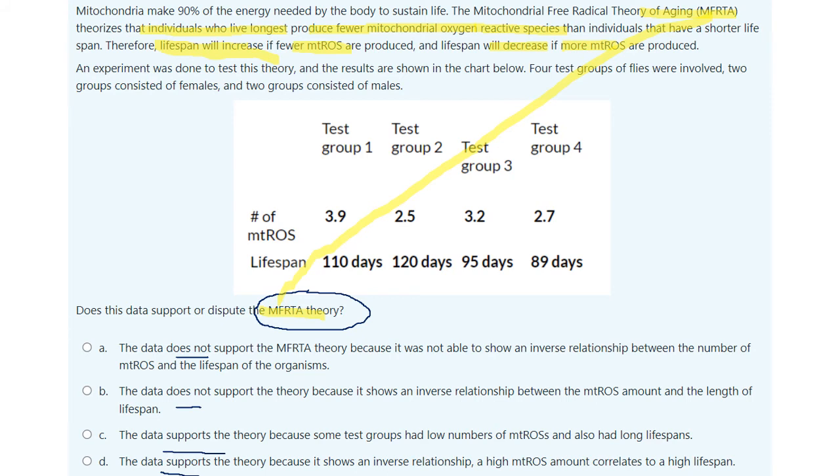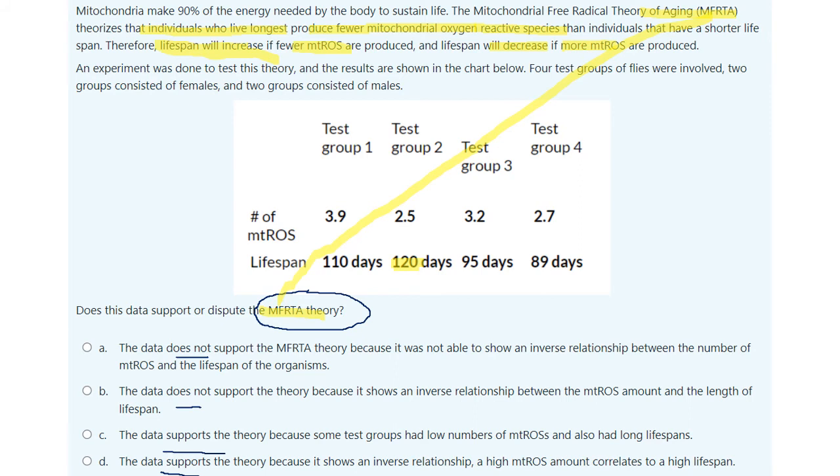The four test groups of flies were involved. There were two groups of females and two groups of males. That is strong. If there were only females, then the results could be biased, and the same if there were only males. So four groups, equal male, equal female, this would be a strength of the study. Now, they only live a few months. Which is the longest?